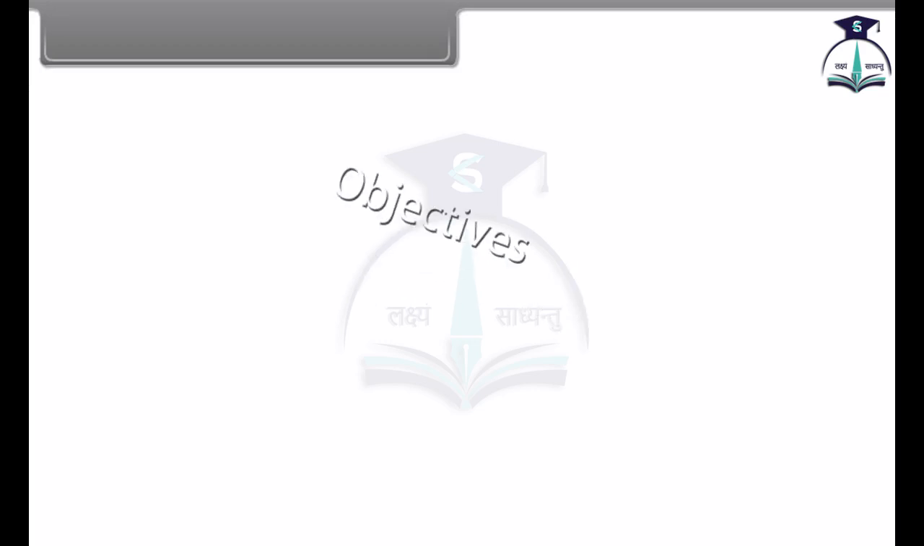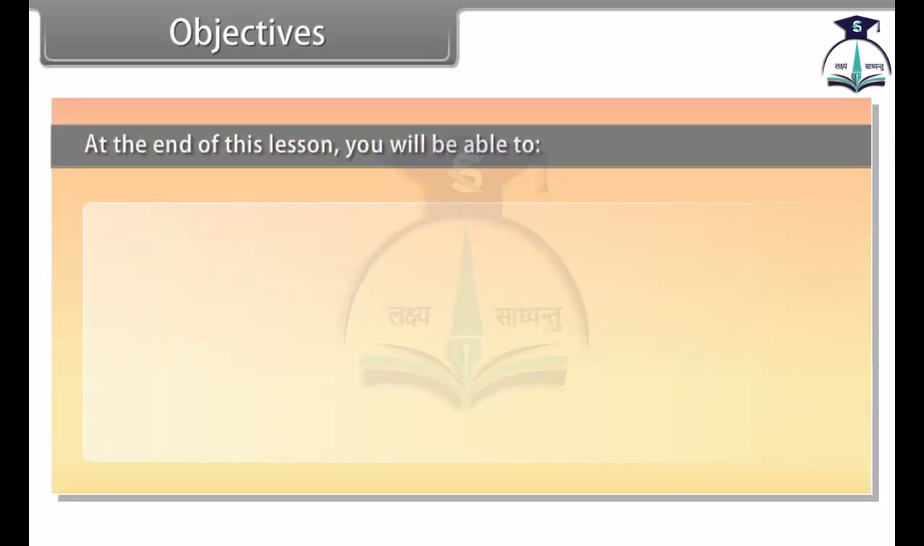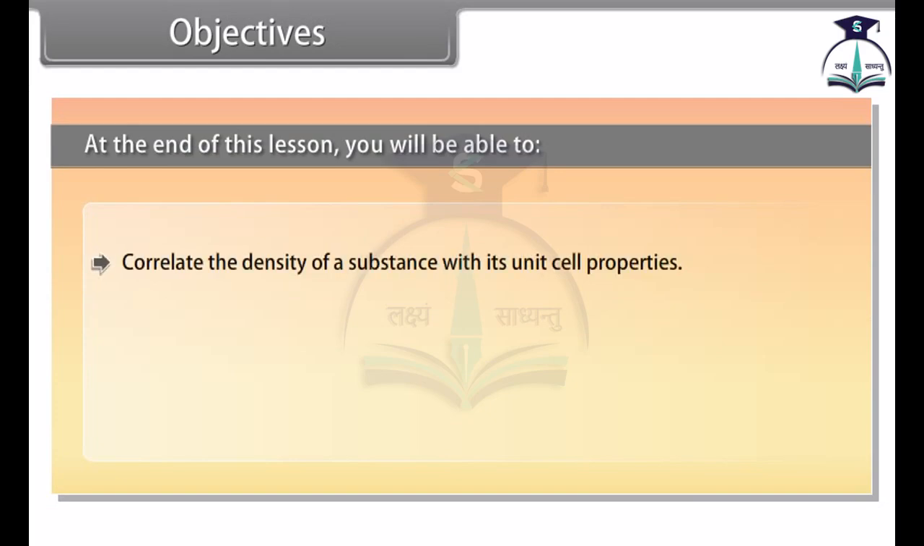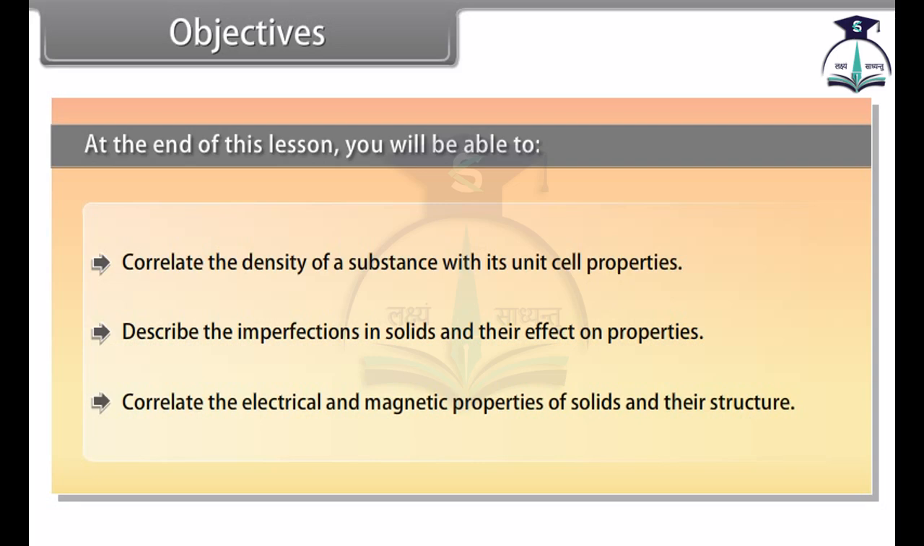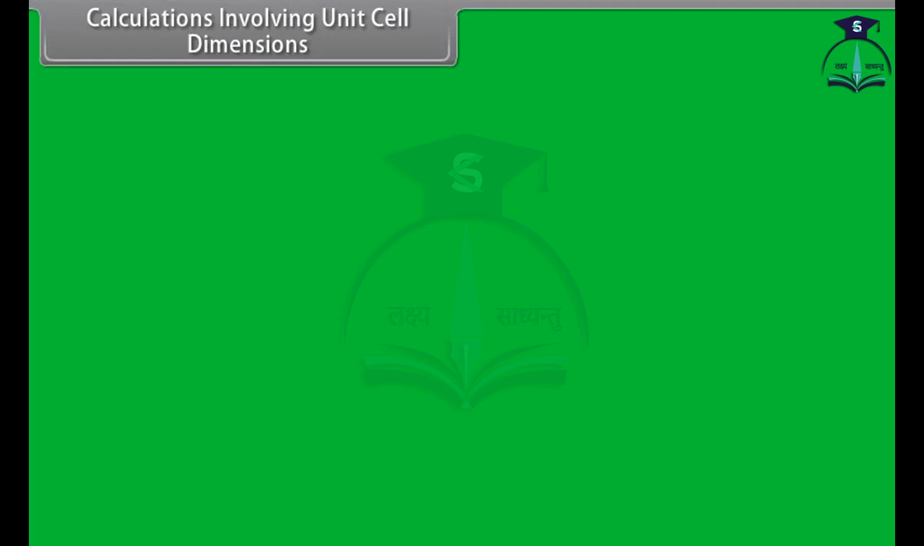Objectives. At the end of this lesson, you'll be able to correlate the density of a substance with its unit cell properties, describe the imperfections in solids and their effect on properties, correlate the electrical and magnetic properties of solids and their structure, and do calculations involving unit cell dimensions.